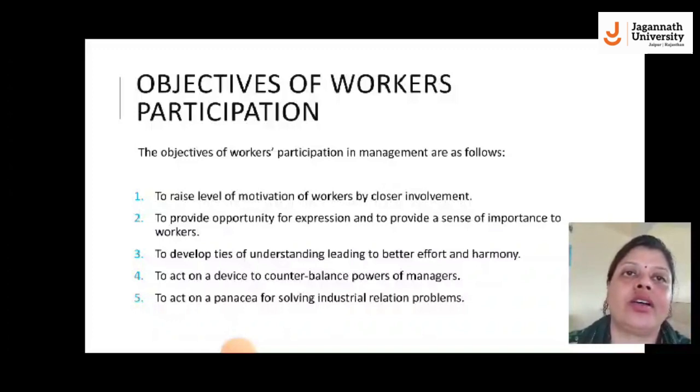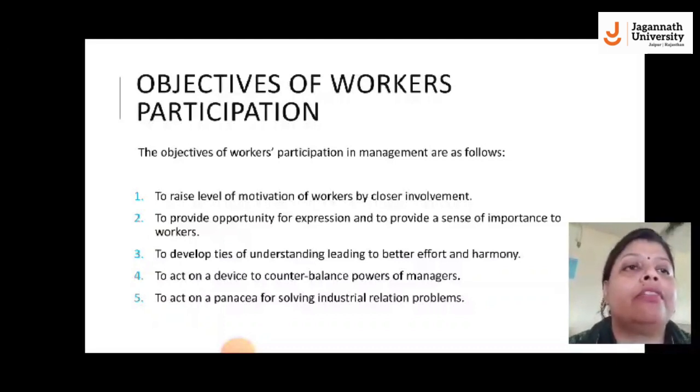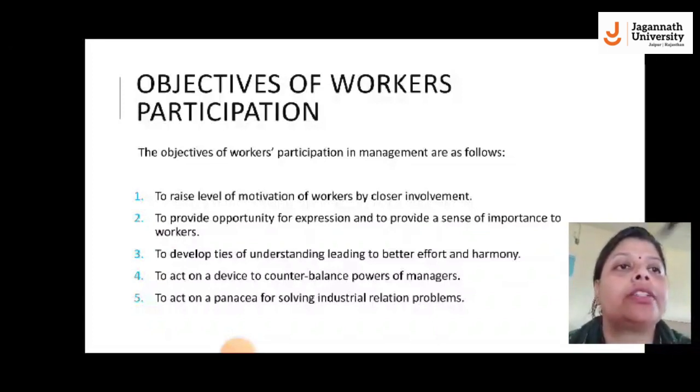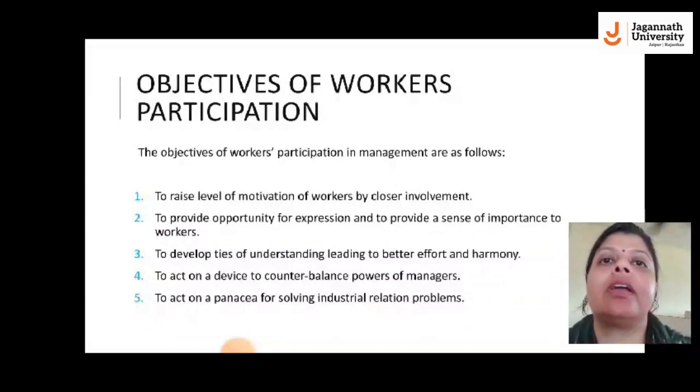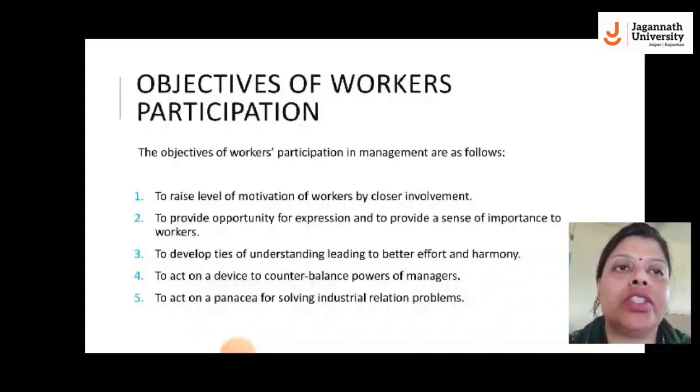Next, to act as a device to counterbalance the power of the managers. It helps in creating a balance with the power of the managers. Next, to act as a panacea for solving industrial relation problems. If there are problems in the organization, they can be solved through workers' participation, as workers are free to talk about the problems and the solutions, so that a congenial environment can be created in the organization.